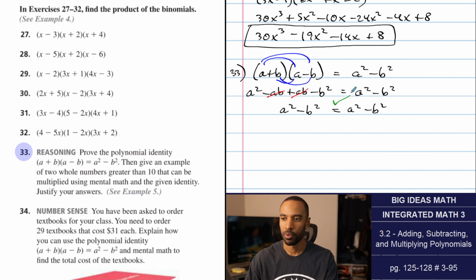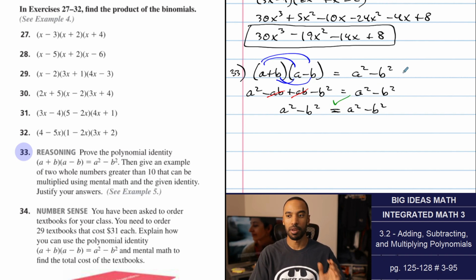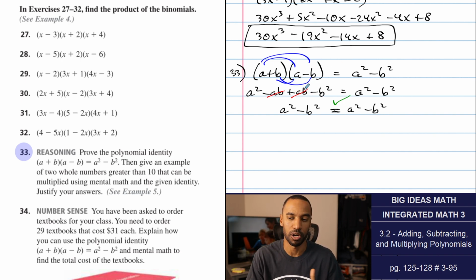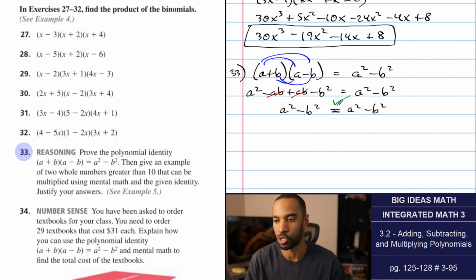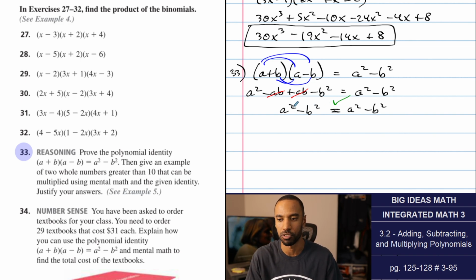Basically, that's why I'm never going to be doing the foiling on these guys. The middle terms are going to cancel out, and you're left with a squared minus b squared. So I'm always going to use that rule. I want you to know that right now. You can foil as much as you'd like to. I'm not going to. I'm going to use the difference of two squares rule.